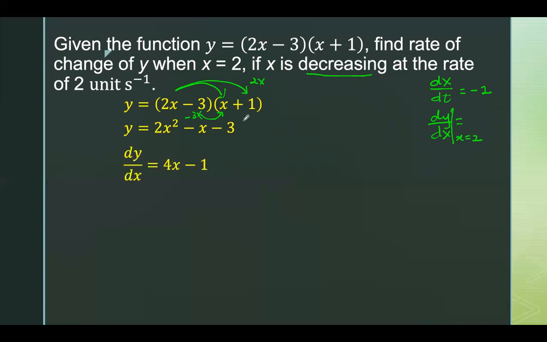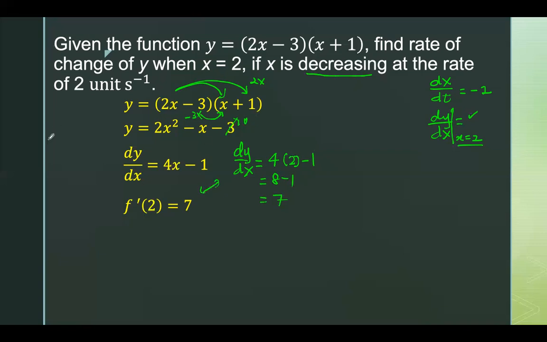Then you differentiate one by one. You get 2 times 2, 4x. Then differentiate negative x, you get negative 1. Differentiate negative 3, this one will be 0. So you get dy/dx equals 4x minus 1. You have already done the first part. Then we substitute x equals 2. Sorry, it should be dy/dx equals 4 times 2 minus 1, so you get 8 minus 1, which is 7. So this is equivalent.